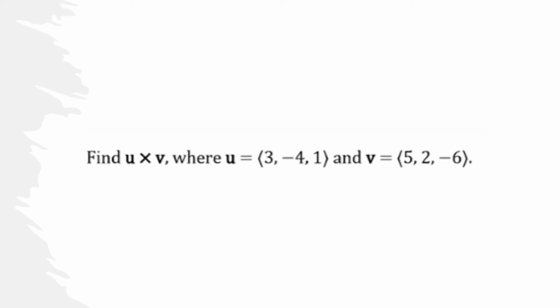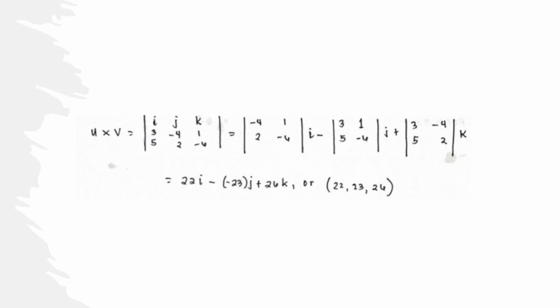And for the second problem, we are to find the cross product of two vectors, u and v, where u is equal to 3, negative 4, 1, and v is equal to 5, 2, and negative 6. Presented on the screen is the solution. To simply explain this, to get the coefficient of i, we need to cross multiply the values in j and k. So negative 4 times negative 6 is equal to 24 minus 1 times 2. So we get 22i.